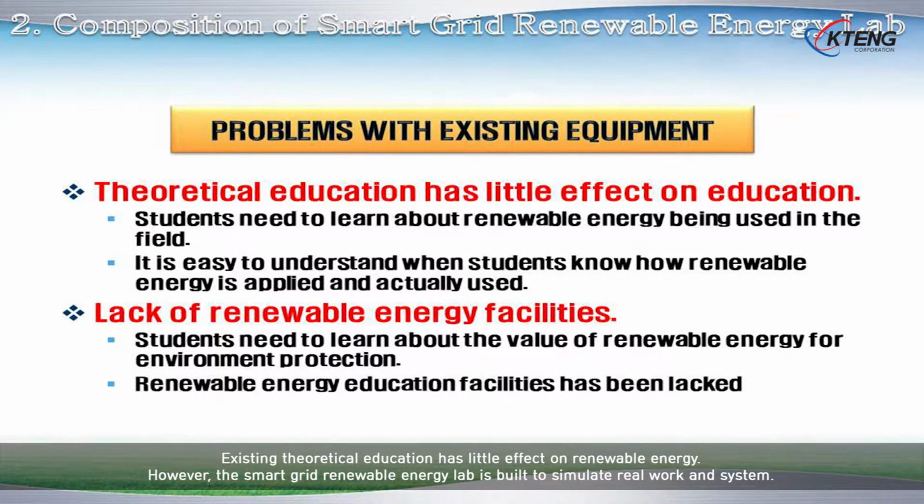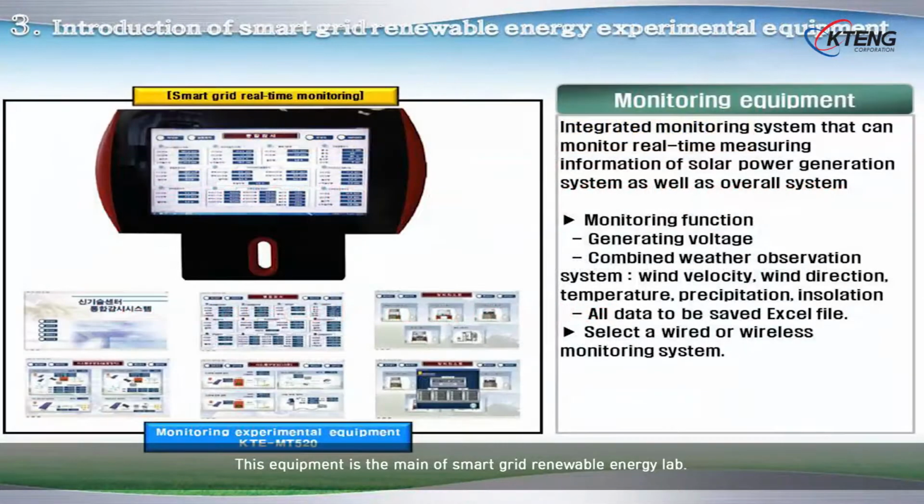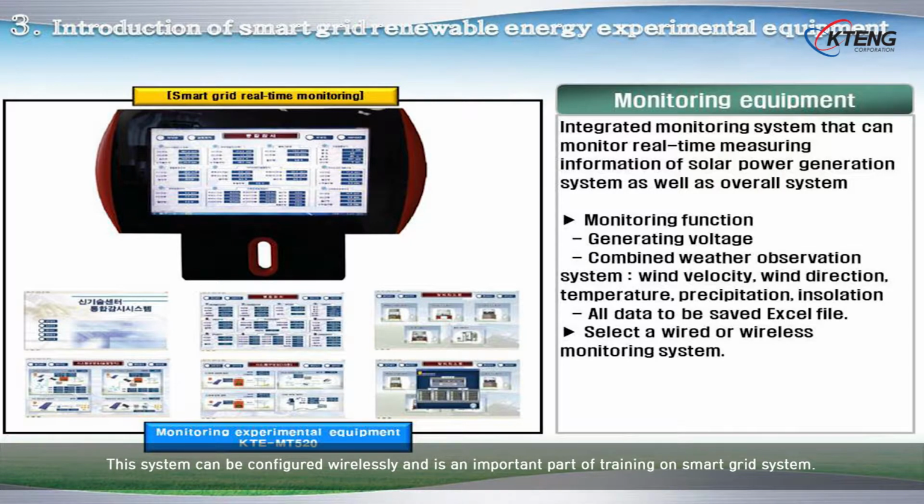Existing theoretical education has little effect on renewable energy. However, the Smart Grid Renewable Energy Lab is built to simulate real work and systems. Therefore, it is possible to provide students more effective and practical education. This equipment is the main part of the Smart Grid Renewable Energy Lab. This is an integrated monitoring system that can monitor real-time measuring information of the solar power generation system as well as the overall system. This system can be configured wirelessly and is an important part of training on smart grid systems.